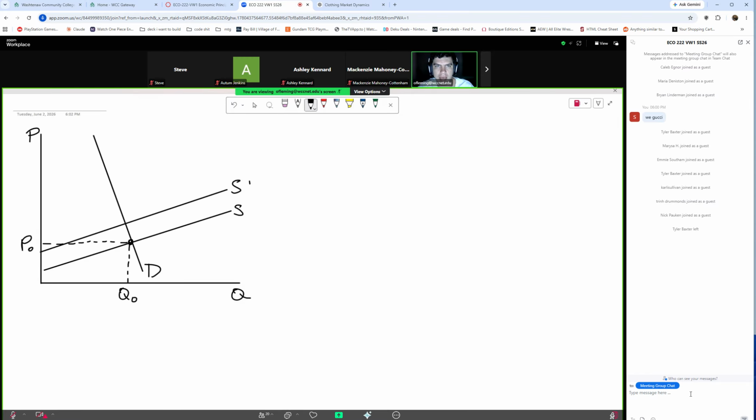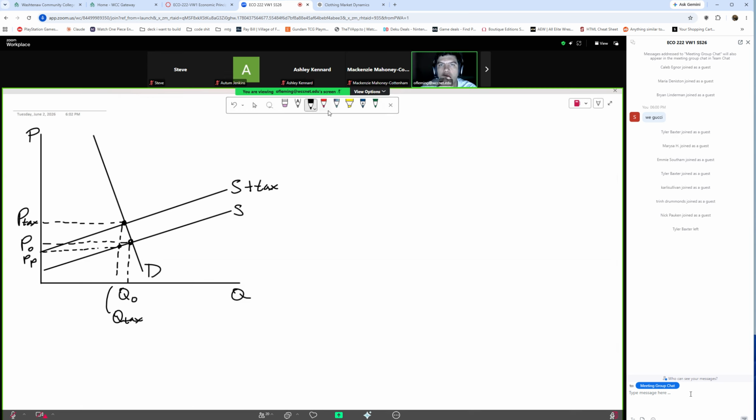I'll say S plus tax. That is going to give us a new equilibrium price, which I will call P tax, and a new equilibrium quantity, which I will call Q tax. Now, P tax is the price paid by consumers. The amount that producers actually take home is P tax minus the tax, which is exactly this distance here. So this is PP.